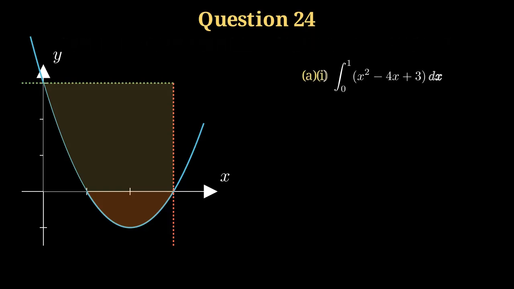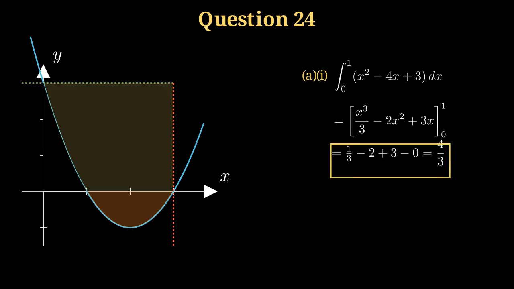Part A, 1. Integrate the curve from 0 to 1. Integration finds the area between the curve and the x-axis. We raise each power by 1 and divide by the new power. That gives x cubed over 3 minus 2x squared plus 3x, evaluated from 0 to 1. Putting in 1 gives 1/3 minus 2 plus 3, and putting in 0 gives nothing. So the integral is 4/3.